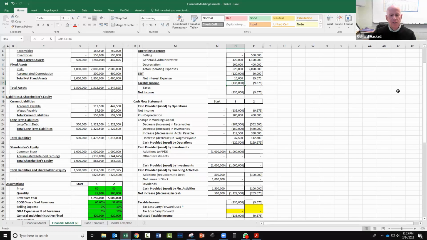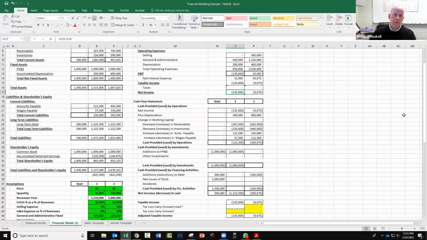We then end up with taxable income that is EBIT minus our interest expense, so negative 135. And on a loss, we don't have an income tax, so I am going to input an income tax here that results in a net income of the same negative 135.